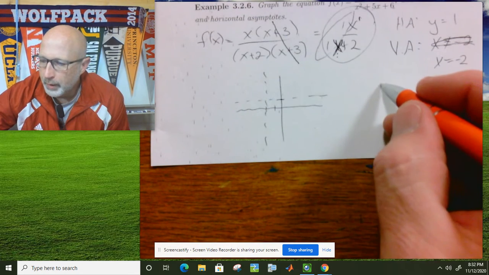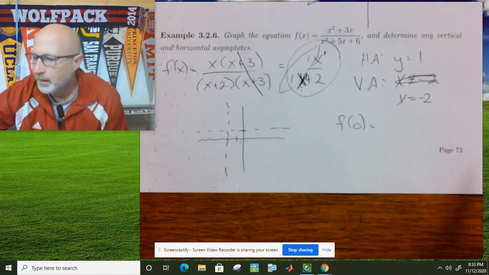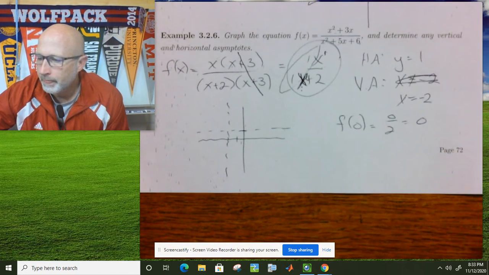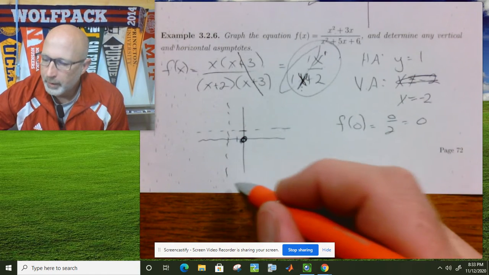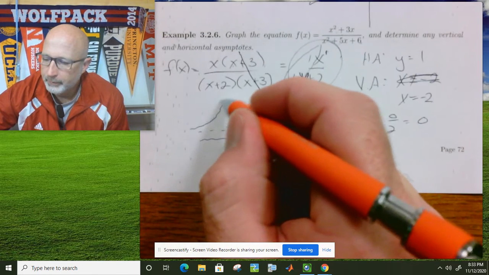So what you do is you plug in a value for x, which in this case the easiest to do is 0. And when I do this, I get 0 over 2, which is equal to 0. That means it goes right there through the origin. So my graph is going to look like this and like this.